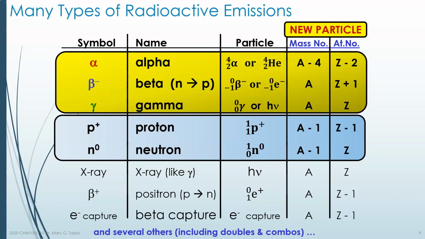And then there are other particles we're not going to talk about. There are combos of these particles in many, many cases. There are doubles in these where you might get 2 beta particles released or 2 positrons released. This happens in a number of different isotopes. But we're going to focus on the alpha, beta, and gamma. You need to know what the particle symbols are for proton and neutron, but we're really going to focus on the alpha, beta, and gamma here.